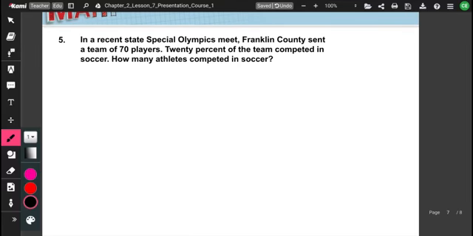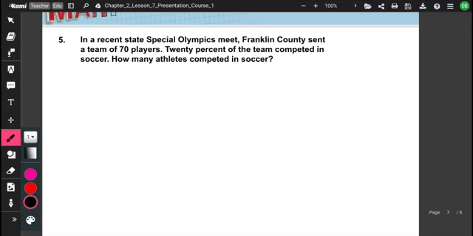All right, last one, which is on page 150. It says in a recent state Special Olympics meet, Franklin County sent a team of 70 players. 20% of the team competed in soccer. How many athletes competed in soccer? Again, you can do two different ways for this. I'll show you one with a fraction and one with just multiplying.